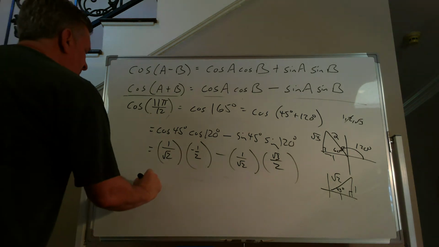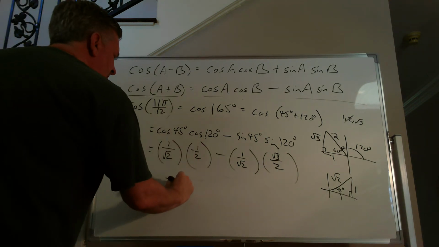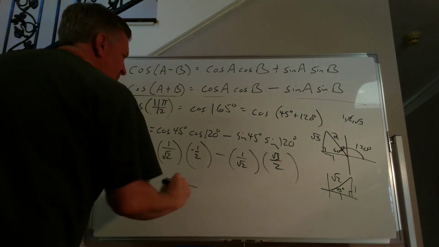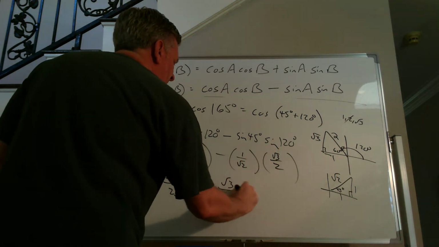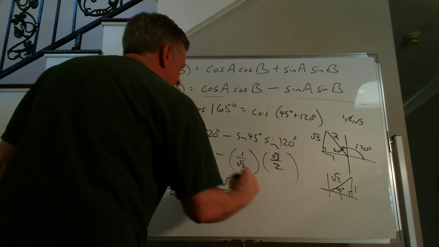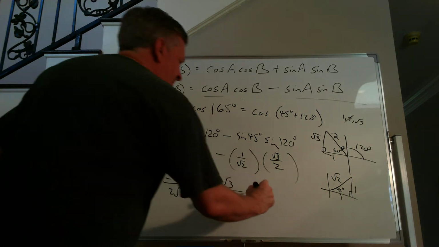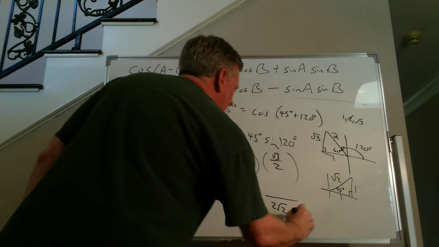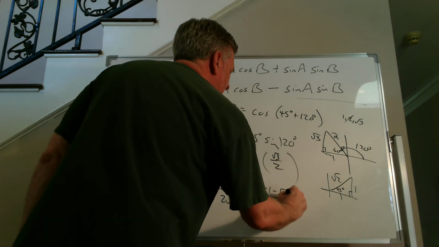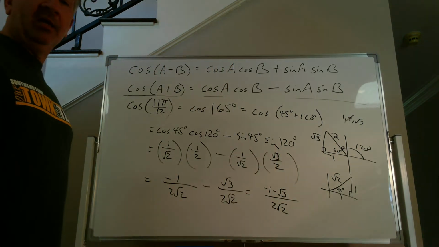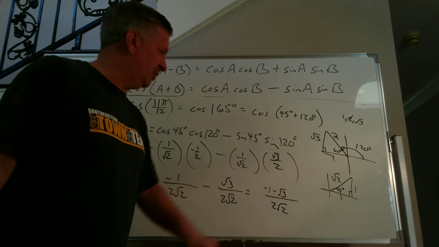So when you multiply across, you get minus 1 over 2 root 2 minus root 3 over 2 root 2. And I have a common denominator. And you subtract: minus 1 minus root 3 over 2 root 2. Again, you don't have to rationalize. If you want to rationalize, multiply by root 2 over root 2.